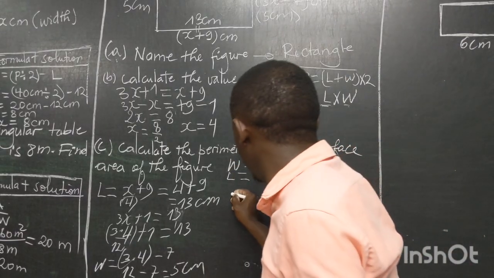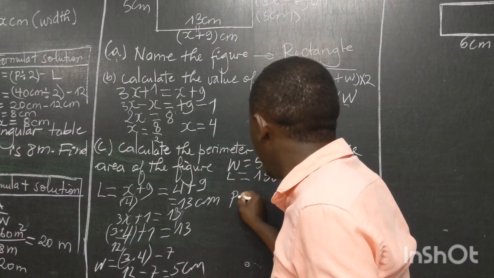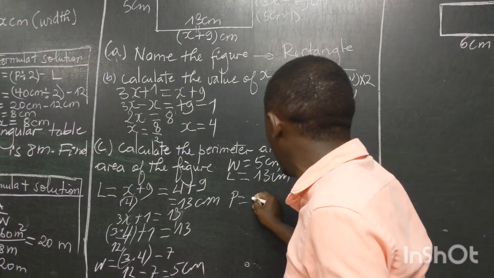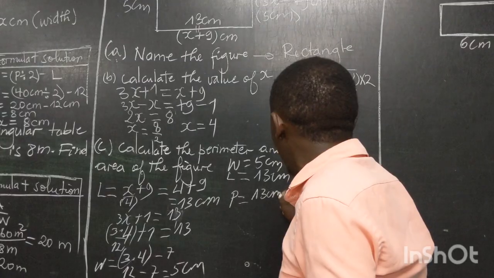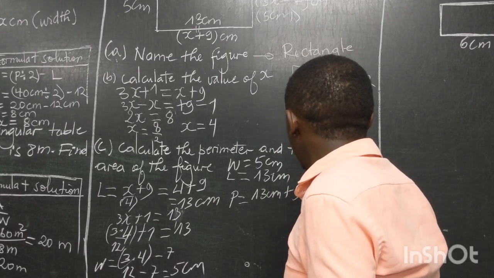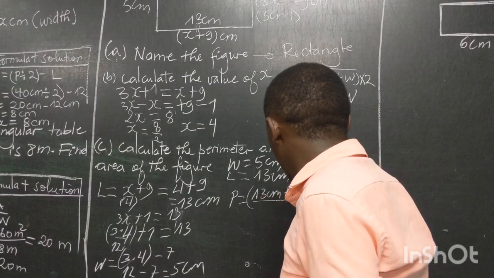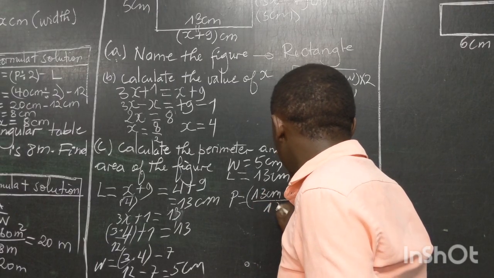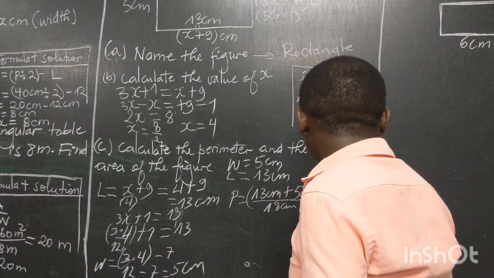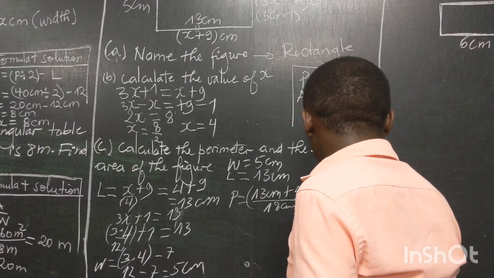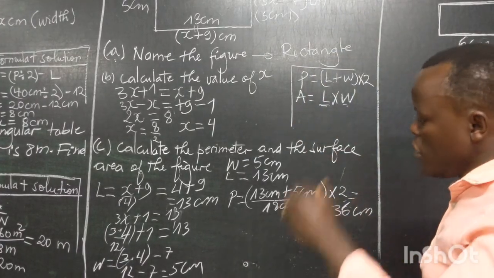Let's start with the perimeter, as said previously. Perimeter is equal to length plus width, times 2. It will be equal to 13 centimeters plus 5 centimeters, times 2. This is equal to 18 centimeters times 2, which is 36 centimeters. So this is the perimeter.